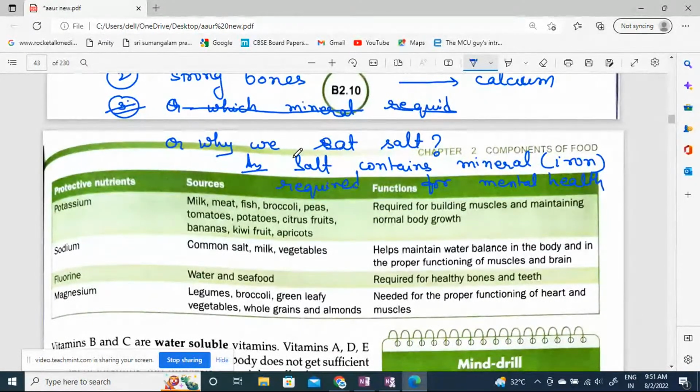Which mineral is needed for the proper functioning of the heart? That was magnesium. Why are there so many minerals? Never burn magnesium or it will be bad.